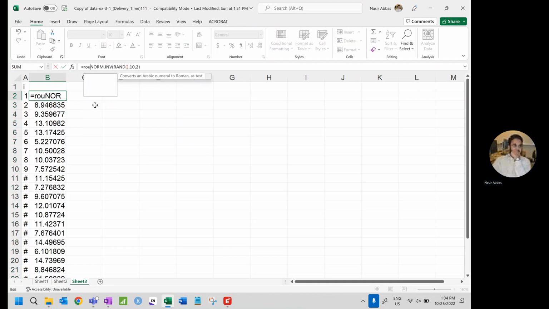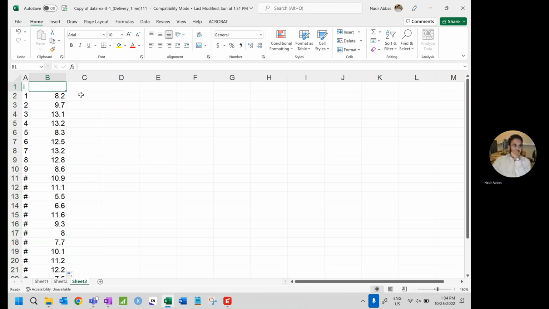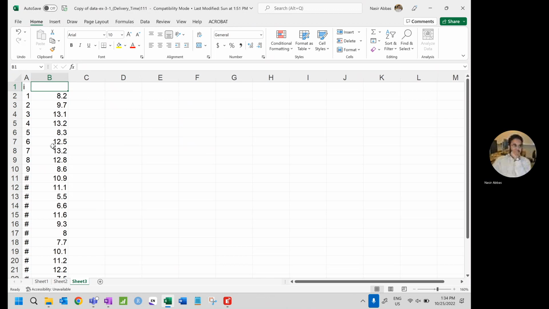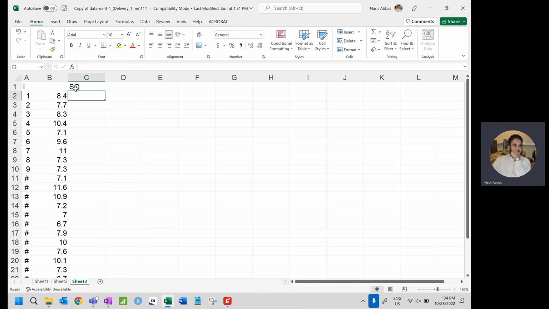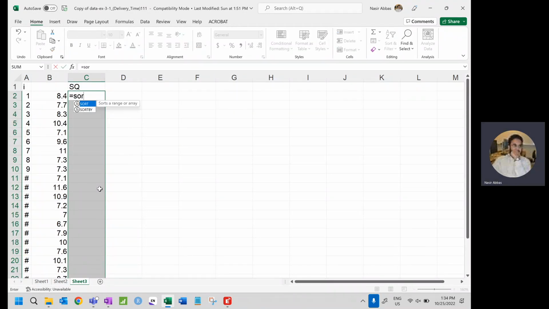Let me round them to 1 decimal. So I have these 25 values and I deliberately generated them from a normal distribution so that you get to see the shape of a normal probability plot when the data are actually normal. This is the observed sample. Assume this is the observed sample. What is the first thing we do? Sort. So sample quantile is the sorted data. So what I do is I sort them.